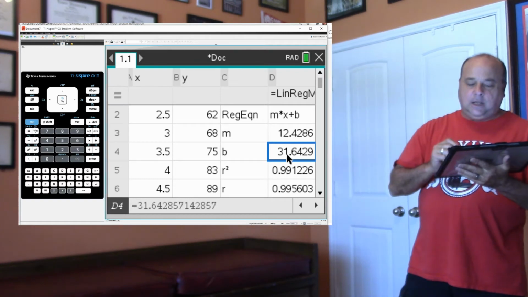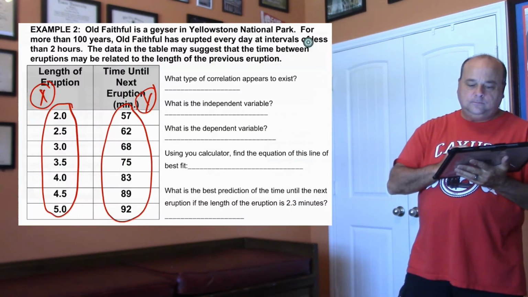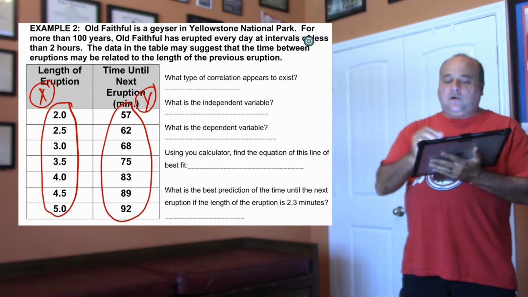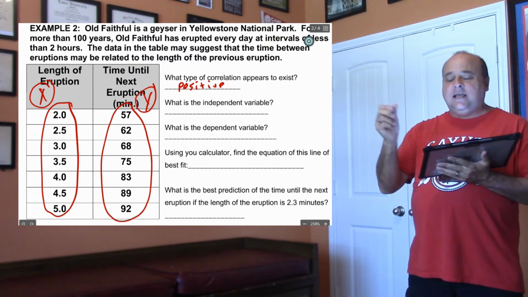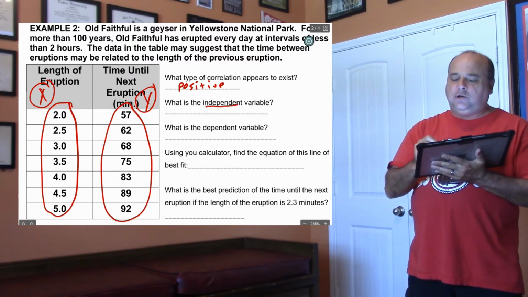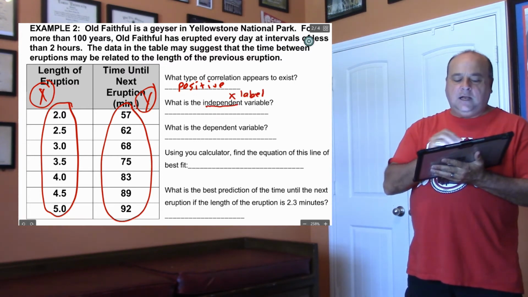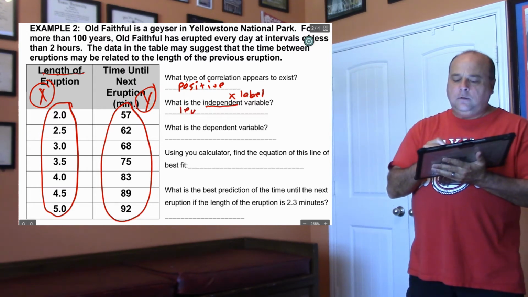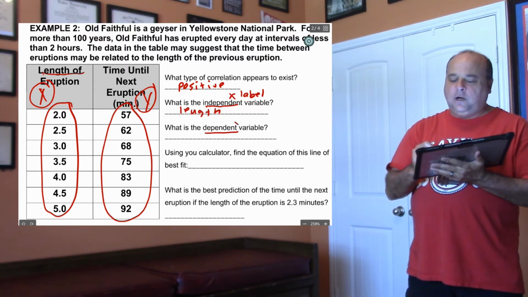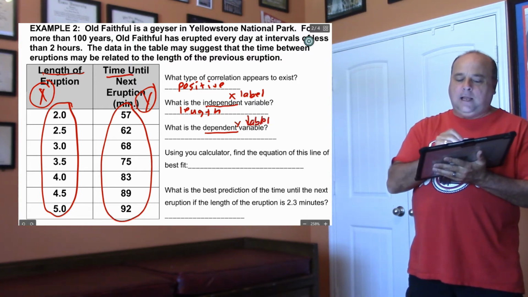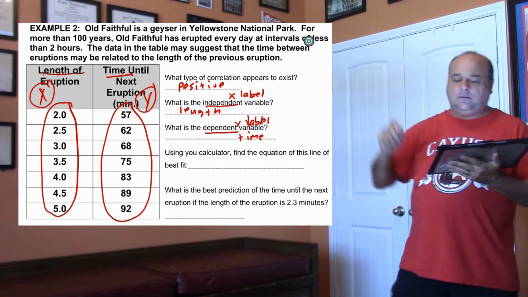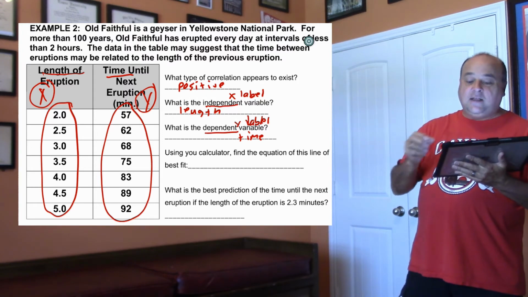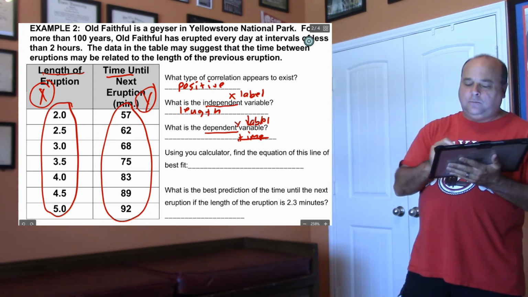So let's go back to the paper. Okay, so what type of correlation exists? It's going to be a positive because the y's are going up. What's the independent variable? The independent variable is your x label. The independent variable is the length. The dependent variable is your y label. It's not a number, it's your label. The y label is time. Okay, so our slope is time per length, right? Or the length of the eruption and the time until the next eruption, right? So put next eruption.